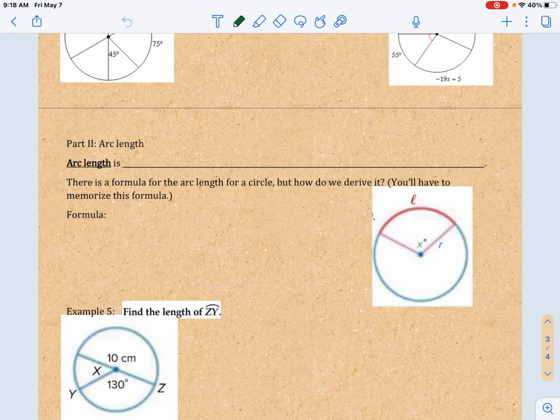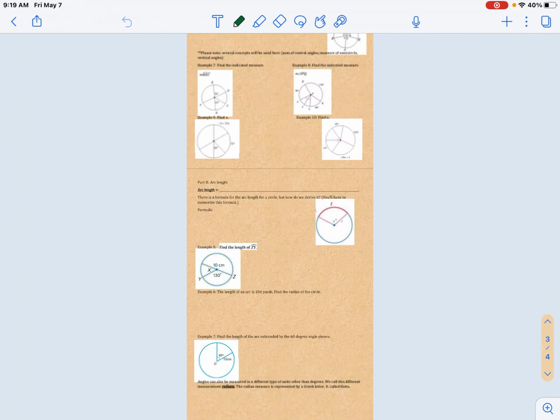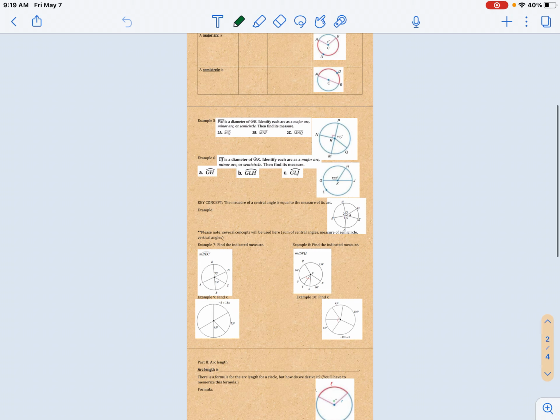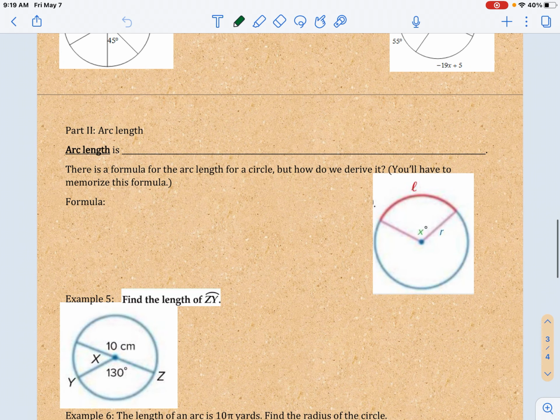Okay, this should be pretty short. A couple different things to look at, so let's just get going. We're going to talk about arc length. This is going to look different than what's on your paper because I've completely changed the whole thing. I thought of a better way to look at this, but if you want, I can post this for you.